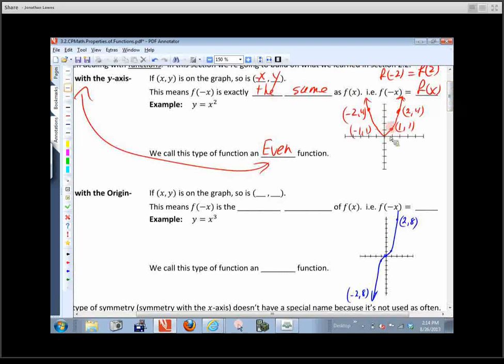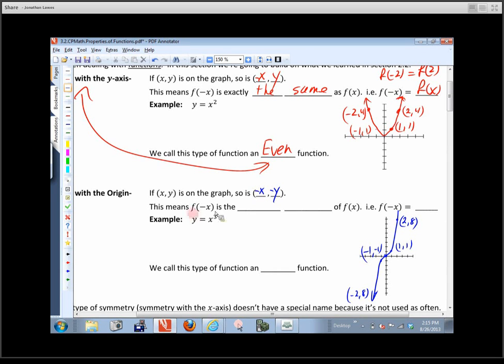Okay, now, let's see if we can fill this in. If it was even, if x, y was on the graph, so was negative x, y. It didn't matter whether you went to the left or the right, you got the exact same y value. Is that true on this? No, but how could we say it? If x, y is on the graph, what other point would have to be on the graph? Okay, very good. I think I heard it from several of you. Negative x, negative y. So if you go to the right 2 units, you go up 8. Well, if you want to go back 2 units, you just have to go down 8. You go the exact same amount. So if I go over 1 and up 1, I go back 1 and down 1. So if x, y is on the graph, so is negative x, negative y.